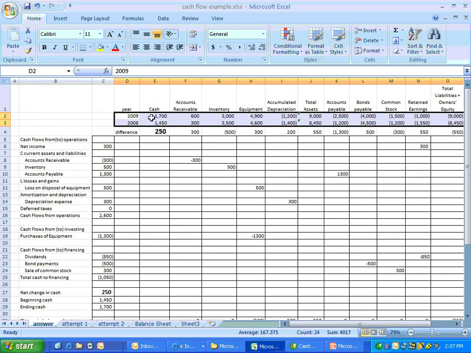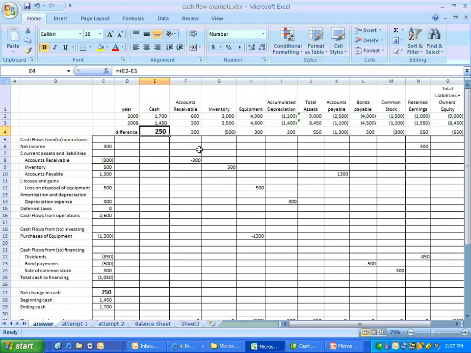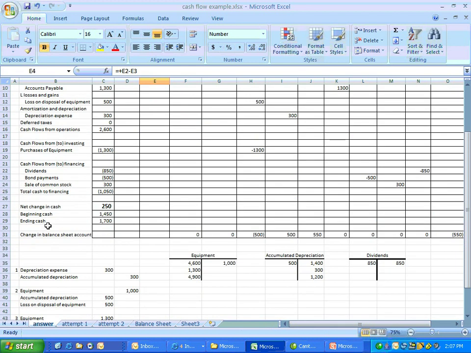So first of all, let's start with cash. Those are the same numbers that were on the regular balance sheet that we saw presented. The net difference is $250. That actually goes down here in the very last section on the net change in cash. So our net change in cash is $250 for the year. Beginning cash is $1,450, ending cash $1,700. That would be the reconciliation section of our statement of cash flows.